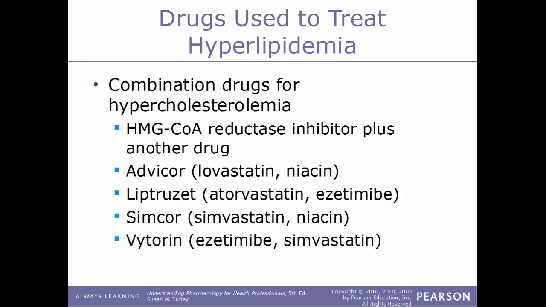It's like most of the other conditions we've talked about. It's very common to see a combination of drugs used to treat the condition. The same is the case for hyperlipidemia or hypercholesterolemia. So one possible combination that you would see is an HMG-CoA reductase inhibitor plus another drug. Some examples of this would be the drugs Advicor, which is a combination of lovastatin and niacin; Liptruzet, which is a combination of atorvastatin and also ezetimibe; Simcor, which is a combination of simvastatin and niacin; and Vytorin, which is a combination of simvastatin and ezetimibe.